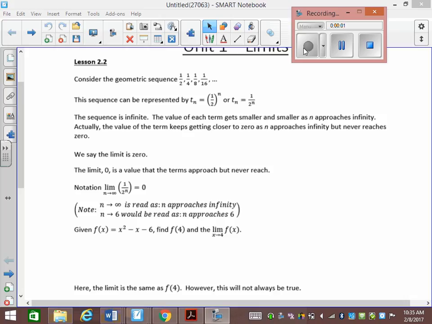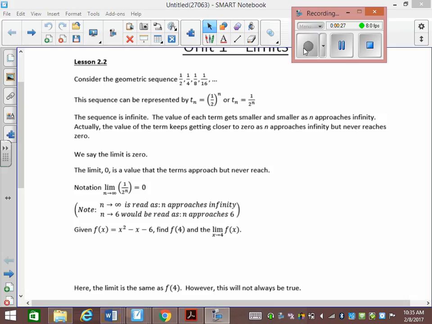So limits, this whole unit is on limits, and then after that we do derivatives, antiderivatives, and stuff like that. But this whole unit's on limits. So consider the geometric sequence, which we did in grade 11: a half, a quarter, an eighth, a 16th. The sequence can be represented by Tn equals (1/2)^n, right? We kind of did geometric sequences in 30-1 as well, when we did half-life, doubling, tripling, stuff like that.